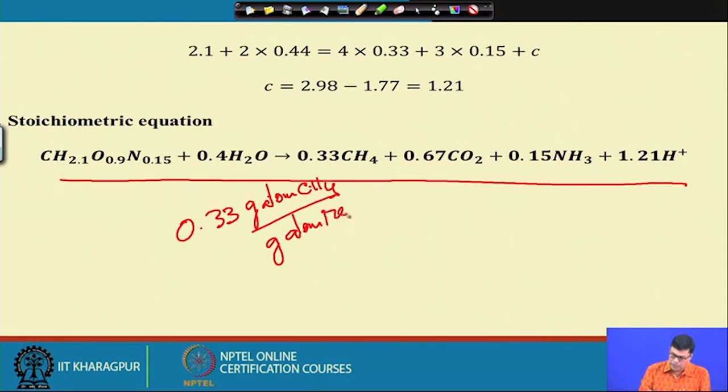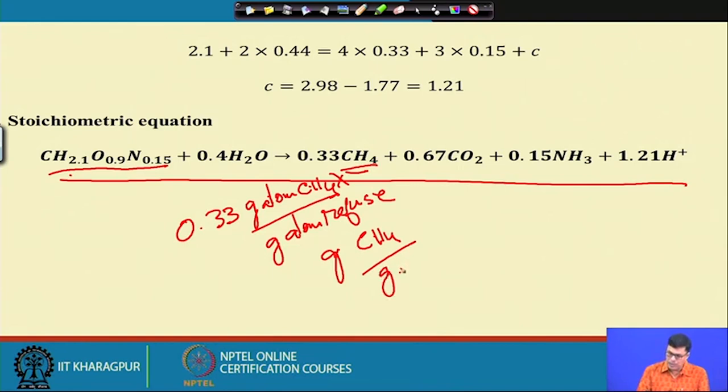refuse, am I right? Now we know the atomic weight of this, and we know the molecular weight of this. This molecular weight and this molecular weight, so we multiply by that. Then we'll get the gram of methane produced per gram of substrate. From that you can do that.